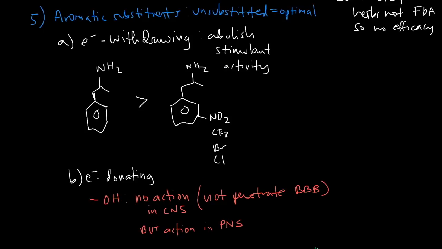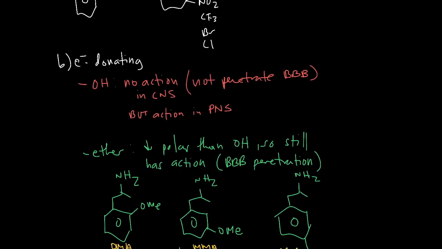So here I just add an electron withdrawing group. Remember, knockoff Burkle are your electron withdrawing groups. Adding knockoff Burkle to anywhere on the ring produces a compound with no stimulant activity. Likewise, adding a hydroxyl group produces no stimulant activity because, remember, lipophilic compounds penetrate the blood-brain barrier. So adding a hydroxyl group, which is not lipophilic, prevents the molecule from penetrating the blood-brain barrier and therefore producing a stimulant effect.